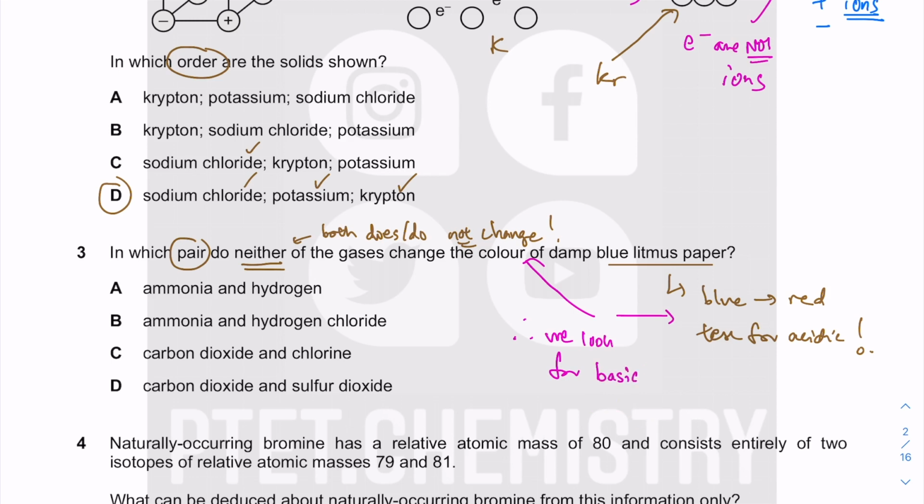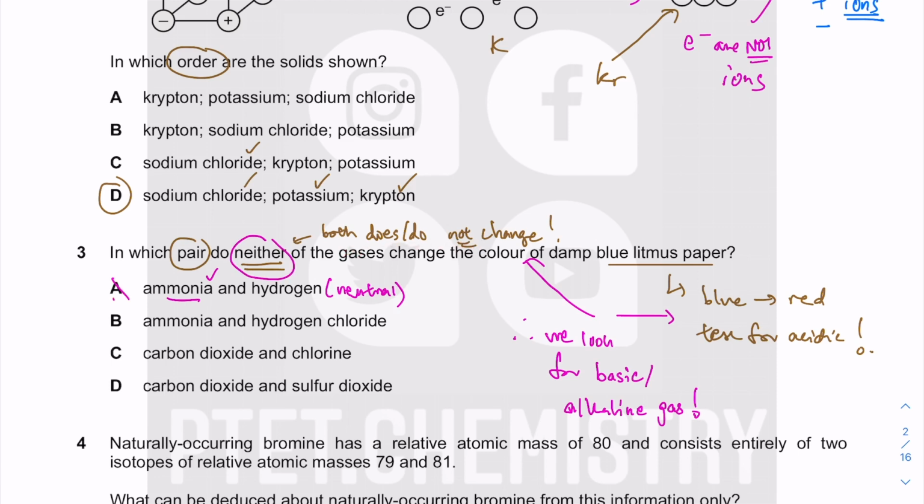It's quite frustrating sometimes when you make a mistake like this. But good thing I managed to spot it from my line of reasoning. So blue to red is a test for acidic gas. Does not change from blue to red means it's not acidic. It has to be alkaline. So ammonia is alkaline. Hydrogen is neutral, so they do not change any pH. They want neither. That means both of them do not change.